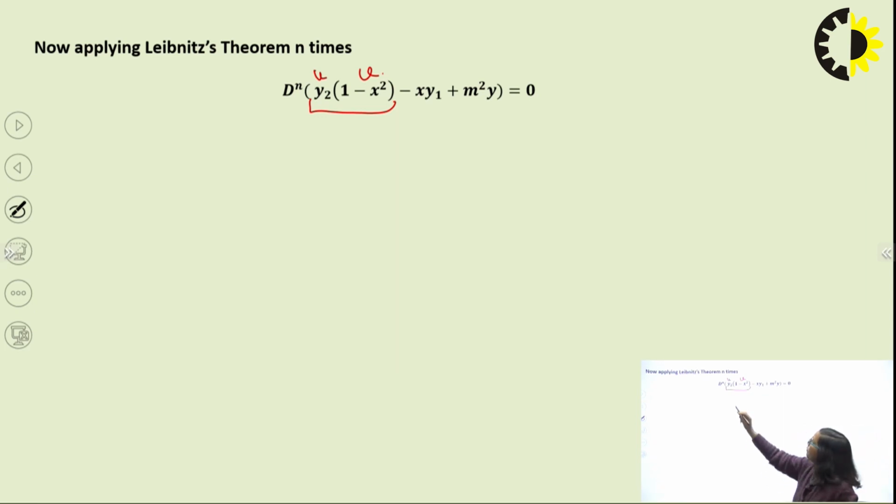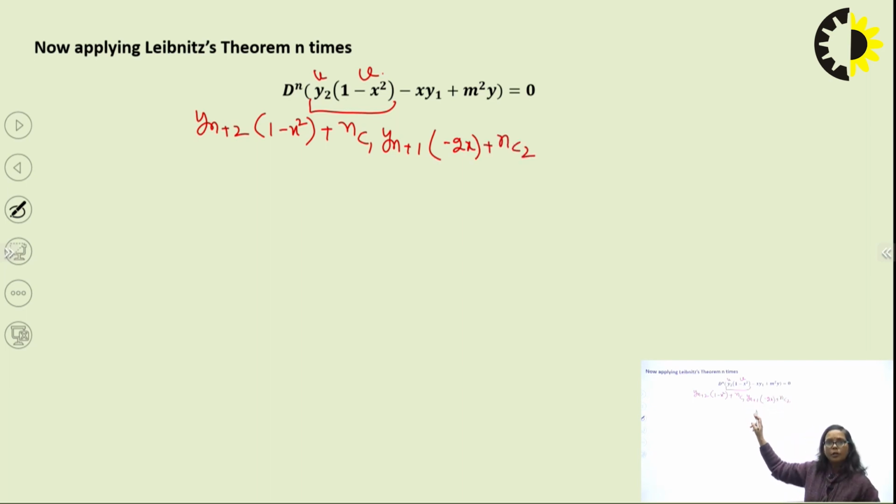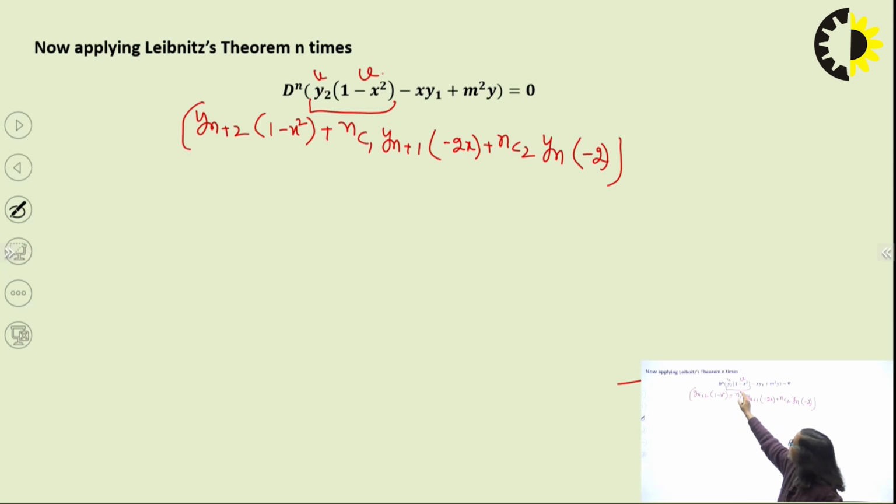Applying the Leibnitz, nth derivative of y2 is nothing but yn plus 2 into the second function 1 minus x squared as it is, plus nc1, its one lower order is yn plus 1 into its higher order, first derivative is minus 2x, plus nc2, one more lower order to yn plus 1 is yn into its next derivative, which is minus 2, and the next to minus 2 is 0. So here the Leibniz for this first pair is completed.